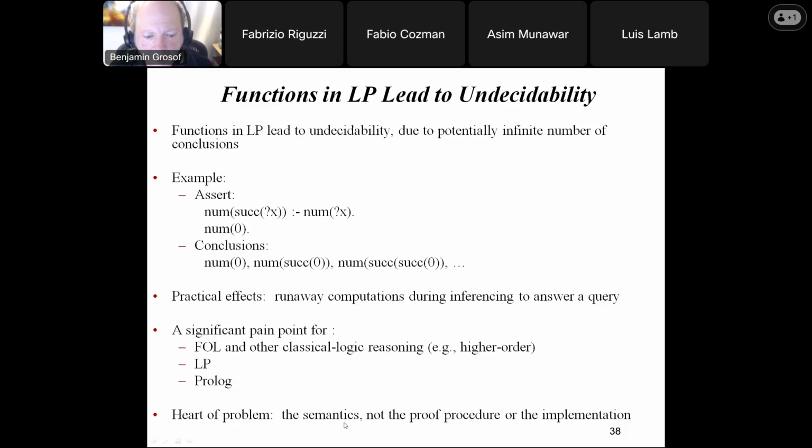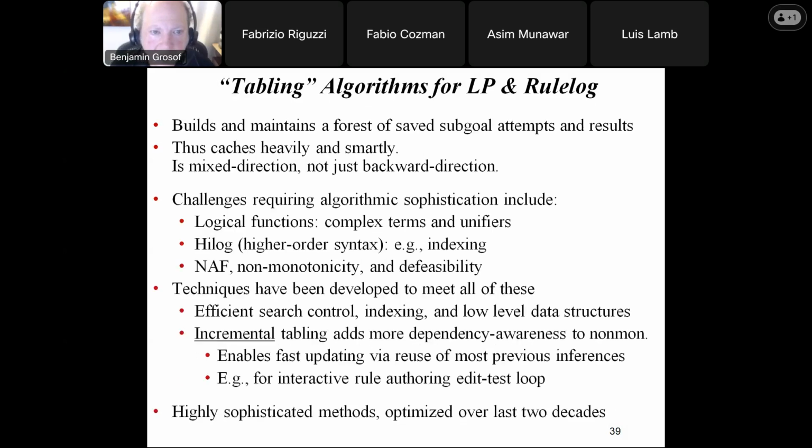The heart of the problem, though, here in terms of why functions lead to, or how they do lead to undecidability, is the semantics, not the proof procedure or the implementation. It's not that semantics are problematic so much as the expressive richness that you're combining with the usual intuition for doing semantics.